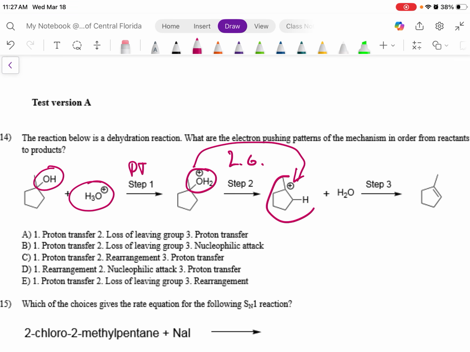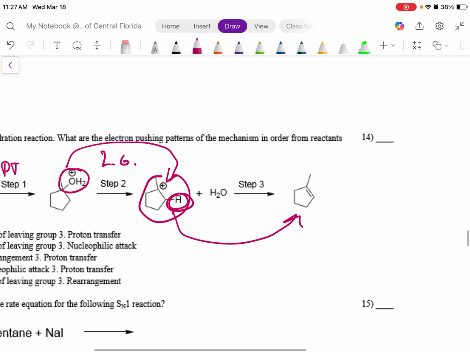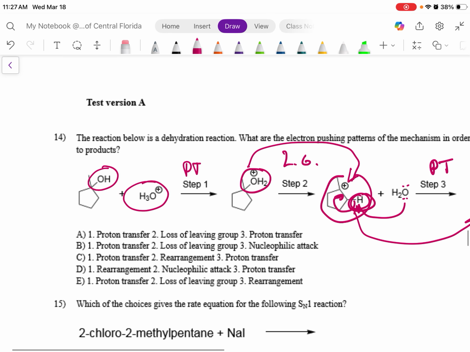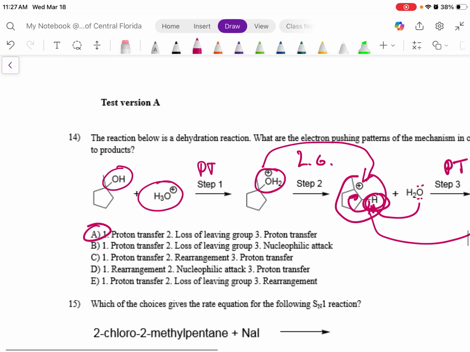And then from this to that, what is happening? We are removing that proton. And so if we did plus H3O plus like that, complete that whole step there, the water is coming in and removing that proton. So we have another proton transfer. So what does that give us? Answer A.